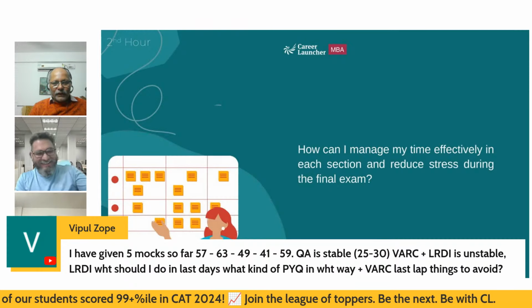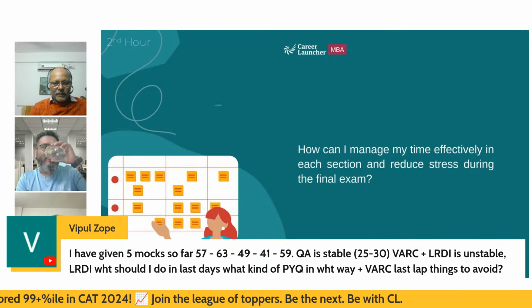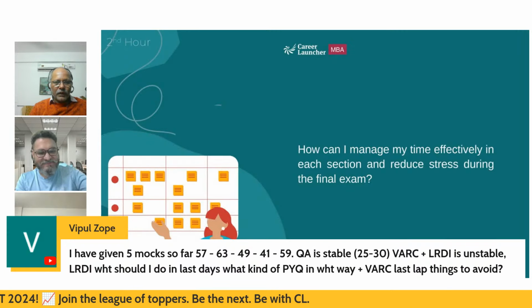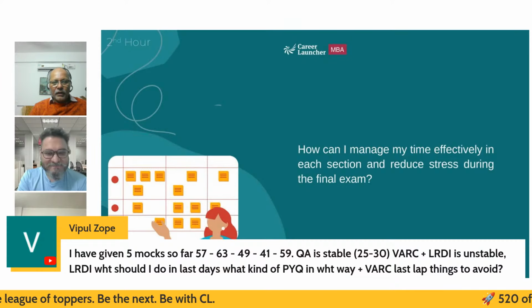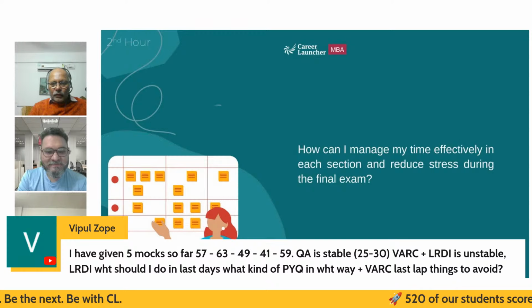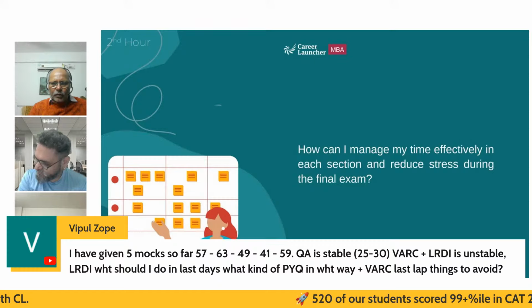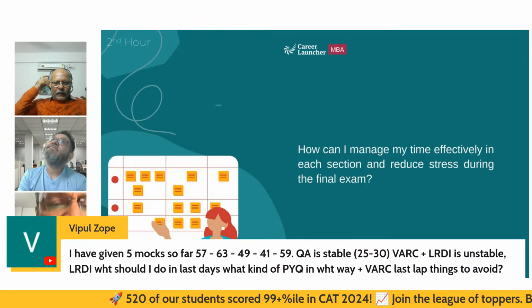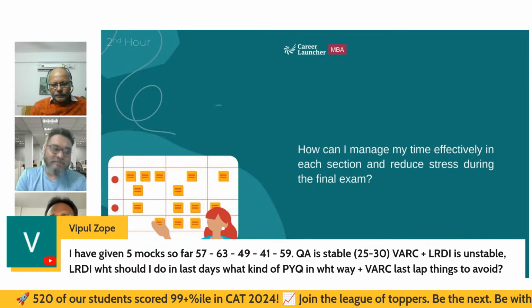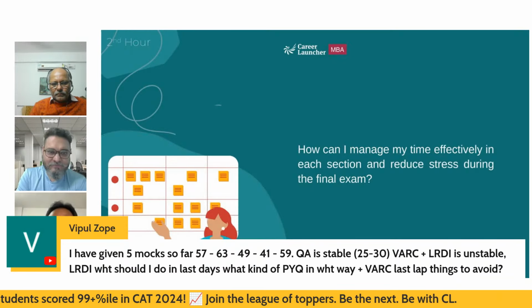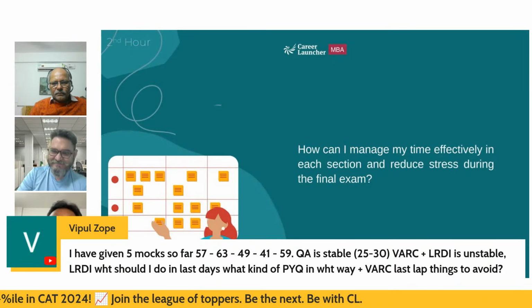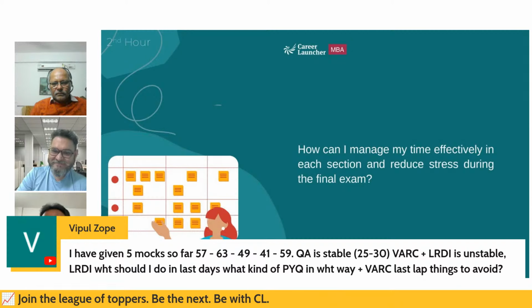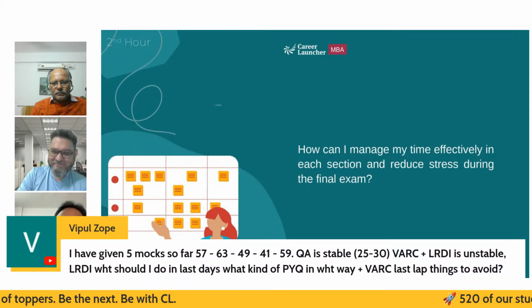5 mocks, QA is stable, VA plus RC is unstable, right? LRDI, what should I do in the last days? What kind of PYQs? In what way? VRC last lap things to avoid. Any? So for LRDI, I have a simple answer, guys. See, if it is unstable, probably the kind of topics that you're picking up or the set areas you're picking up are not going all right.